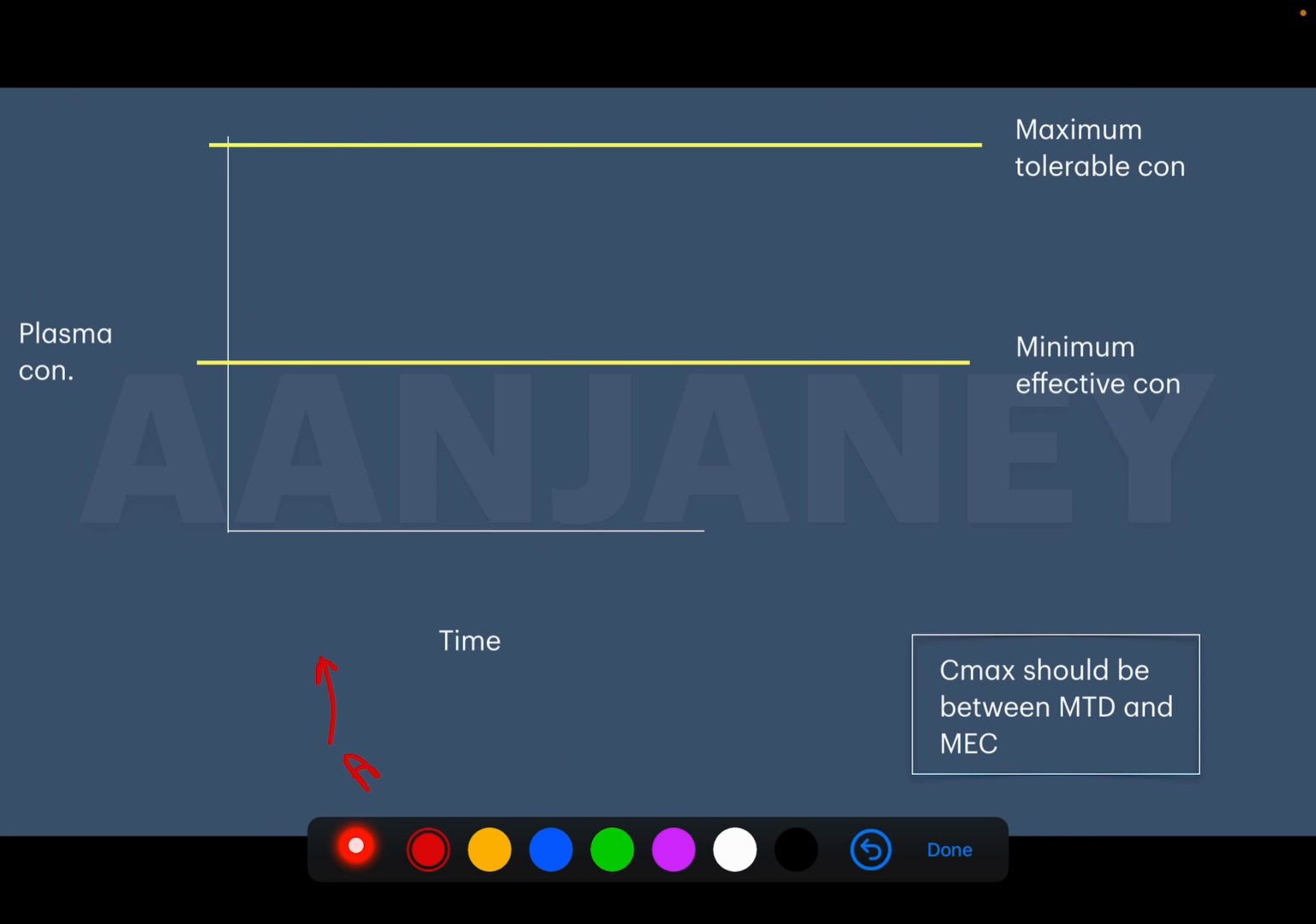Now see, I have to give a patient a drug, let's say aspirin. Now I have to decide the dose. So what dose will I decide? 100 milligram, 200 or 300 milligram. I need to decide the dose such that the plasma concentration should be below the maximum tolerable concentration and above the minimum effective concentration. So the maximum concentration of the drug in plasma should lie between these two lines, right?